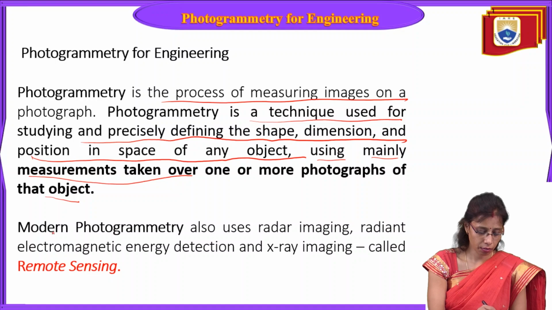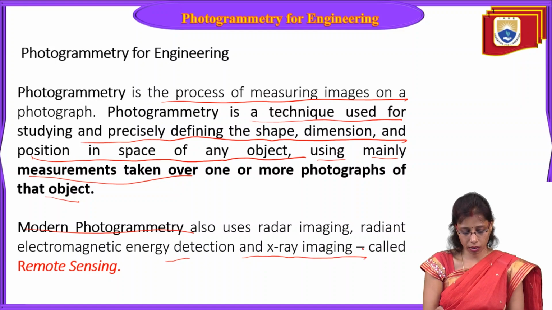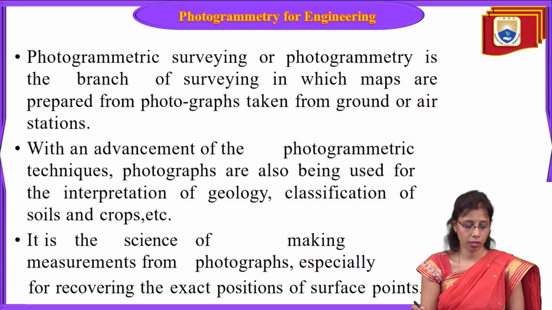As we know, modern photogrammetry also uses radar imaging, radiant electromagnetic energy detection and X-ray imaging, called remote sensing. Before also I told you photogrammetry is a kind of remote sensing. Remote sensing is a more advanced photogrammetry, we call it modern photogrammetry. With the help of space platforms, we are using satellites to capture information in the form of images, right?